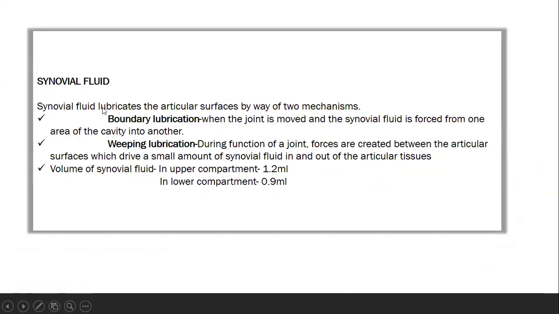Synovial fluid is a lubricating agent for the temporomandibular joint. Boundary lubrication: when the joint is moved, the synovial fluid is forced from one side to the other side in the cavity inside. Whereas in weeping lubrication, during function of the joint, forces are created between the articular surfaces, which drive a small amount of synovial fluid in and out of the articular tissue.